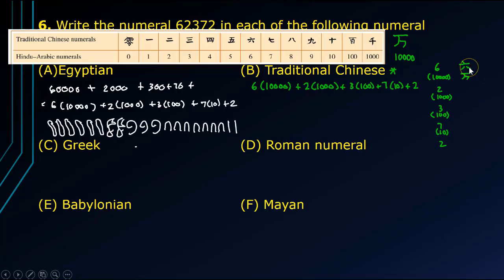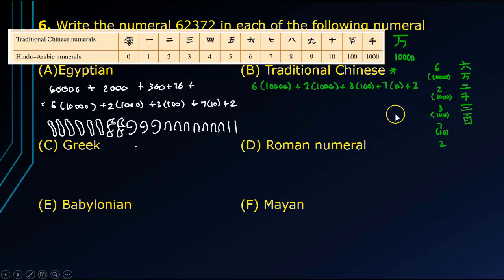Again, notwithstanding some of the difficulty, this is the newly found 10,000 symbol. 2 1,000s. So I'm going to have a 2, and then this symbol here for 1,000. I'm going to have a 3, which is this symbol here, and then this symbol here for 100. Again, I'm not the best at drawing them. So I don't have a lot of practice drawing Chinese.